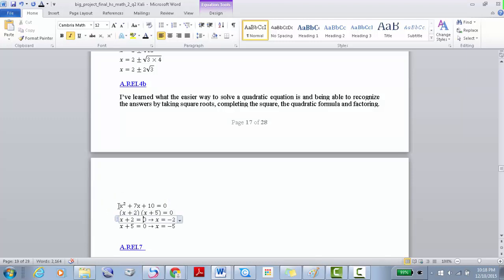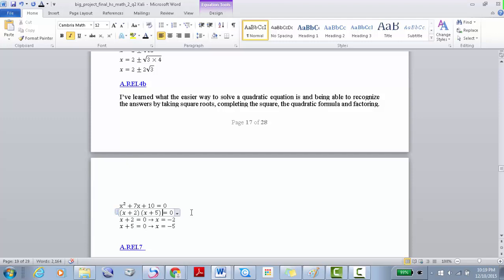My question is x squared plus 7x plus 10 equals 0. So I have to factorize this, and when it's factorized, it will be x plus 2 in brackets, x plus 5 in brackets equals 0.